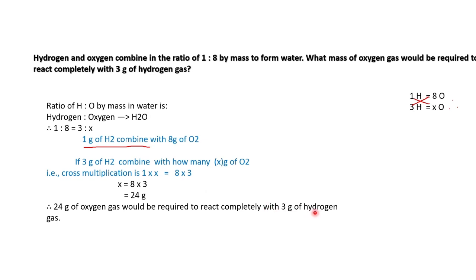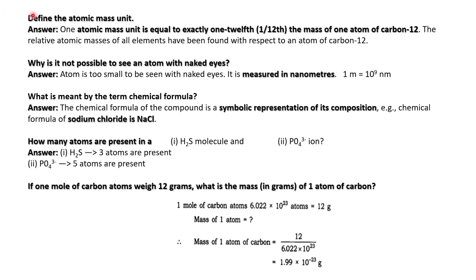Understood? Next one. Define the atomic mass unit. How to determine the atomic mass unit? 1 atomic mass unit is equal to exactly 1/12 of the mass of 1 atom of carbon 12. Is it clear? That is 1/12 of the mass of 1 atom of carbon 12 is the atomic mass unit. We are calculating and comparing with this. That is only the atomic mass unit.